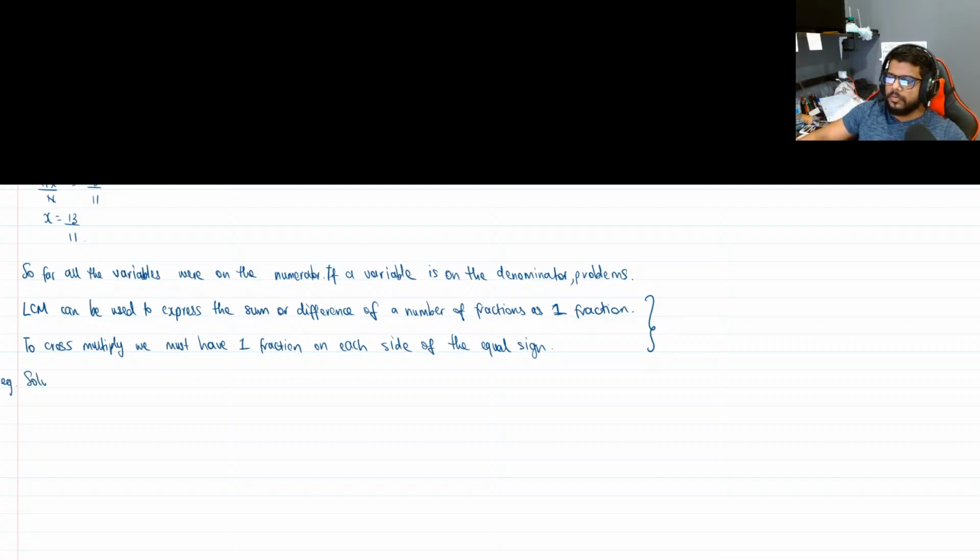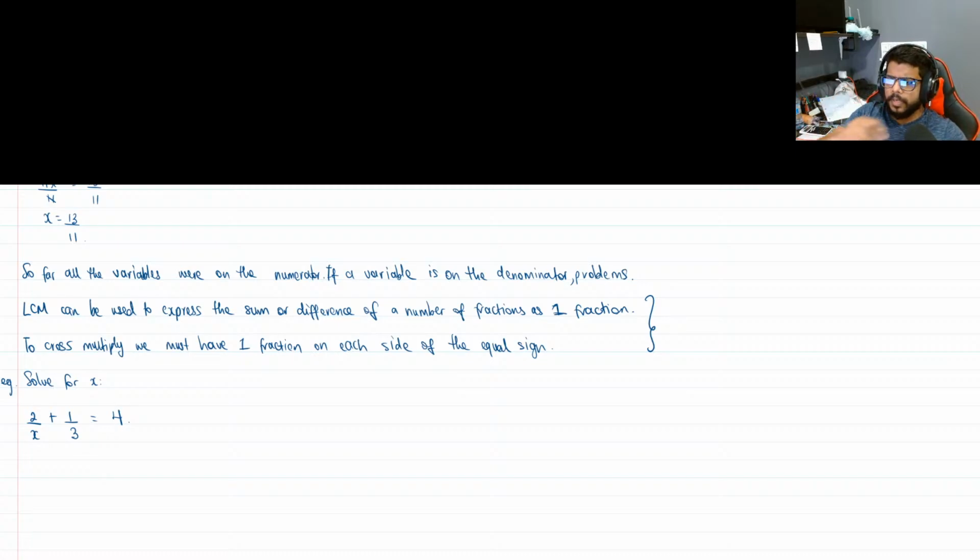If I want to solve for x, now there's another use for LCM which we will touch on after this first example. I have 2 over x plus 1 over 3 is equal to 4. I want to know what x is, but x is on the denominator. I want to figure out a way in which I can bring x to the numerator.